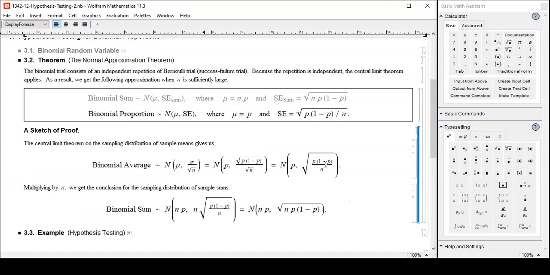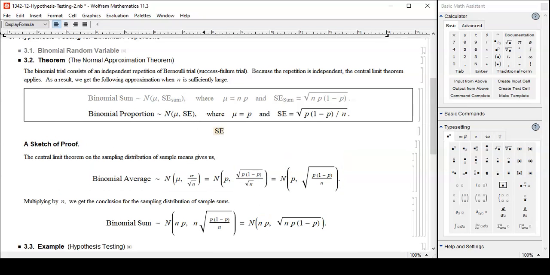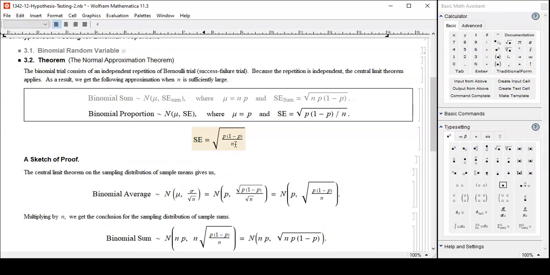Here's a sketch of the proof. Same expected value. Alright, but here's the more important part: sigma over square root of n, and it can be manipulated like this. Now, why am I telling you this, even though I'm not going to write a proof problem in this course? The reason is because of this.